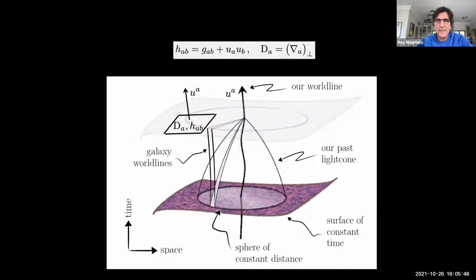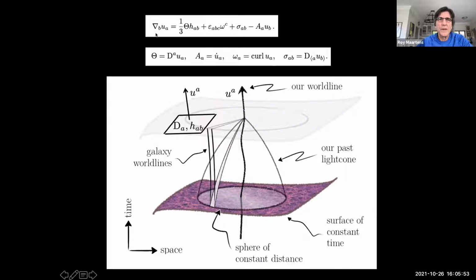is we can write the covariant derivative of the fluid four velocity in terms of an expansion term, theta, a four acceleration term, a vorticity vector omega, which is the curl of u^a, and the shear, which is the symmetric covariant gradient of the four velocity.